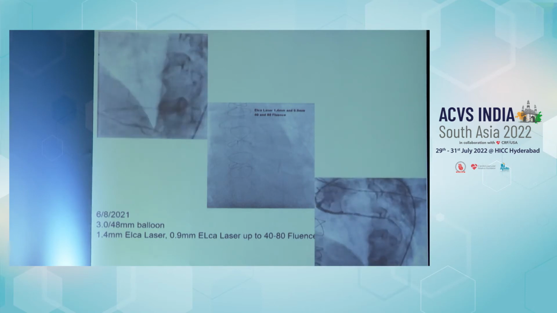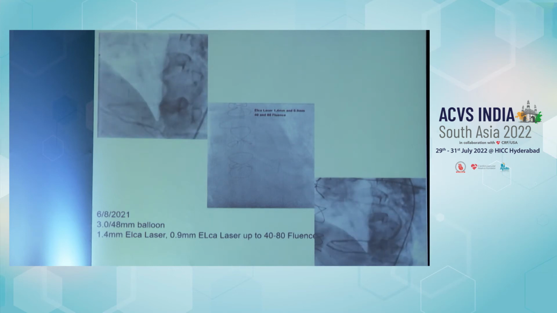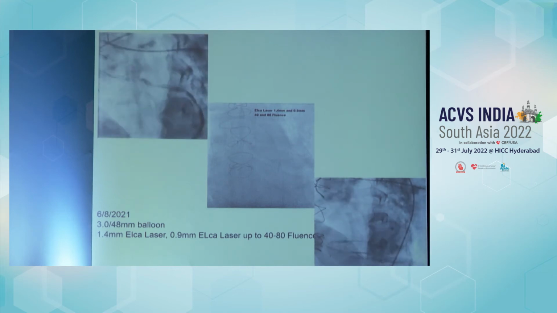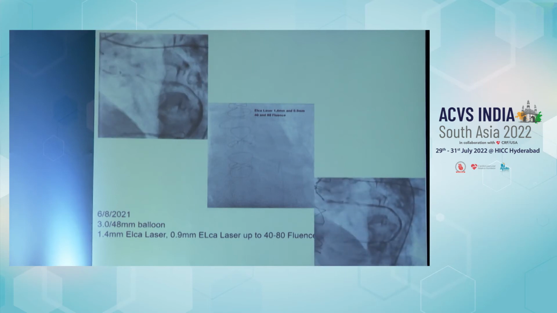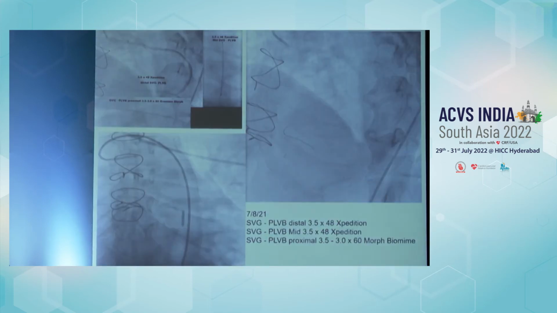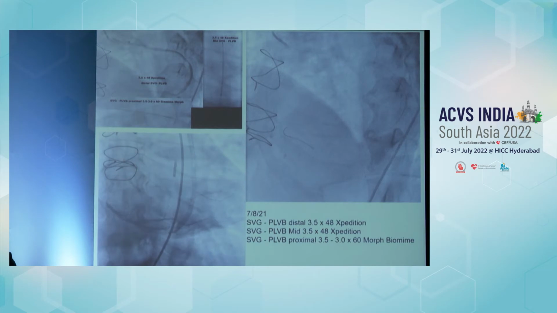So what we did next day, we brought back the patient and used a 1.4 millimeter ELCA laser. And then again we used 0.9 also, and we lased at 40 to 80 fluence, and then we got a good flow. So we didn't stent on the same day, we got him back on the third day, and then we stented the whole SVG graft with 3 stents: 3.5 by 48 Xience Expedition, 3.5 by 48 Xience Expedition, and distally we used a 3 by 60 BioMime.